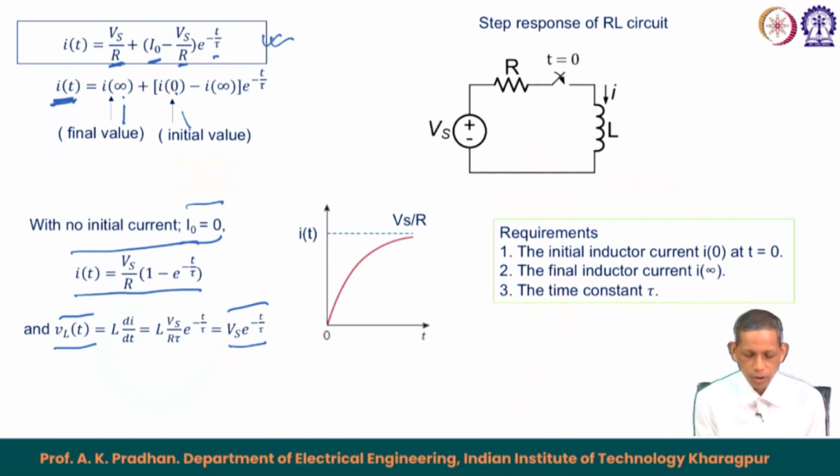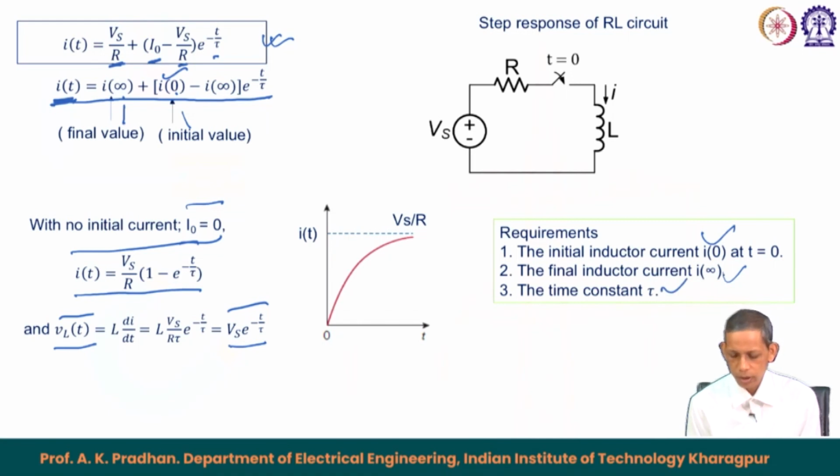So, from this relation we say that, like the capacitor case in RC, in the RL case also we need three things. First, the initial inductor current I naught; second, I infinity, the final inductor current, the steady state part; and third, the time constant of the circuit, which is L by R. So, looking from the L, we find the corresponding R Thevenin and find L by R, the time constant of the circuit.